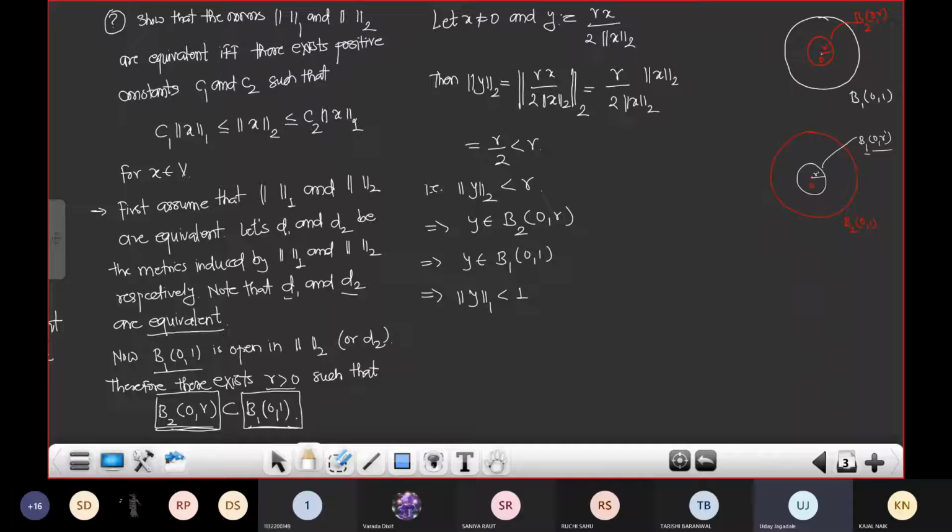But what is y? So this is norm 1 of y, which is r x upon 2 times norm 2 of x, is less than 1. Now pull out the constant and everything outside. What we get is r by 2 times norm 2 of x into norm 1 of x is less than 1. Right?